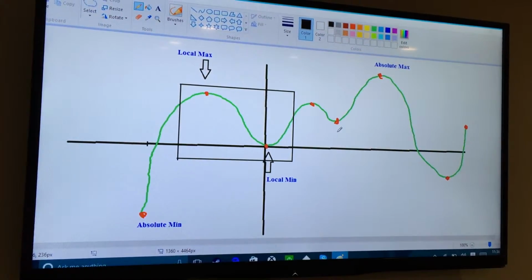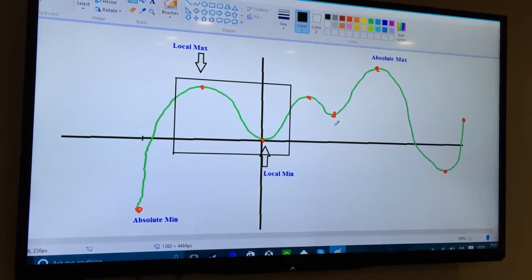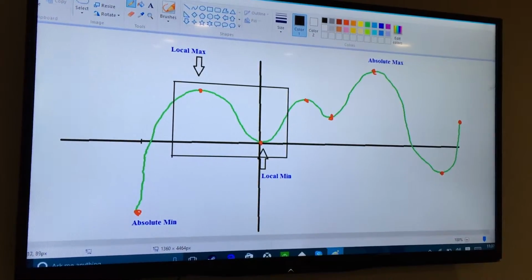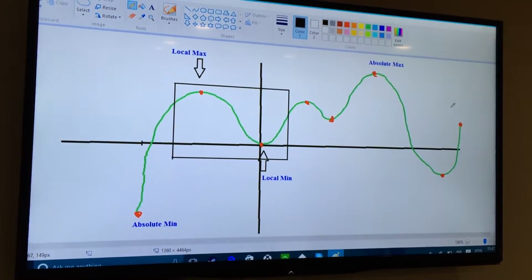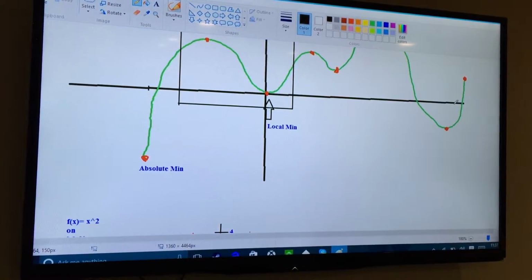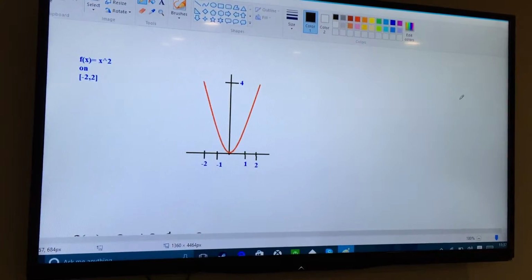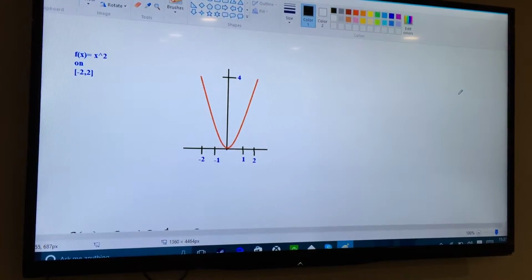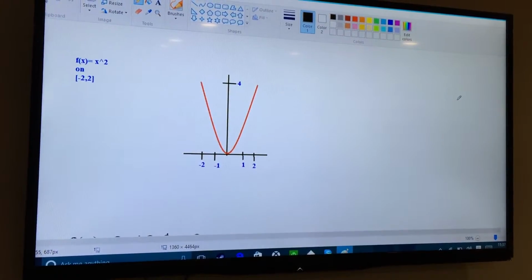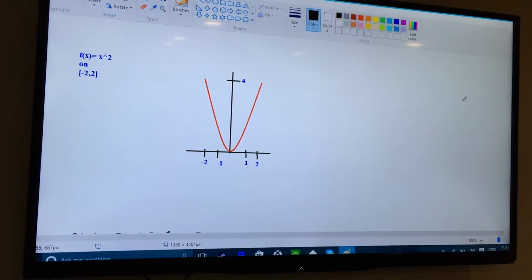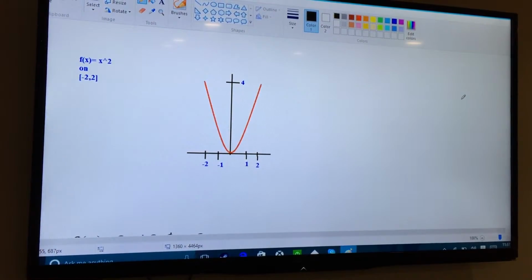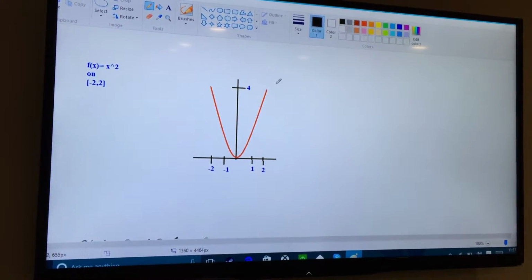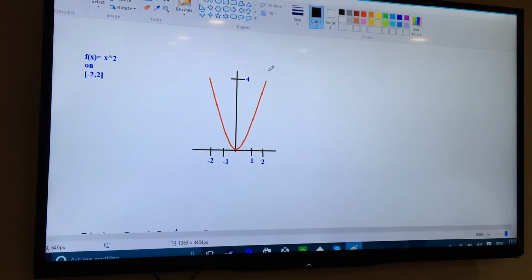Theorem 1, the extreme value theorem, states that if f is continuous on a closed interval [a, b], then f attains both an absolute maximum value, capital M, and an absolute minimum value, lowercase m, on the interval [a, b]. That is, there are numbers x1 and x2 in the interval [a, b] with f(x1) = m and f(x2) = M, and m is less than or equal to f(x), which is less than or equal to M, for every other x in [a, b].